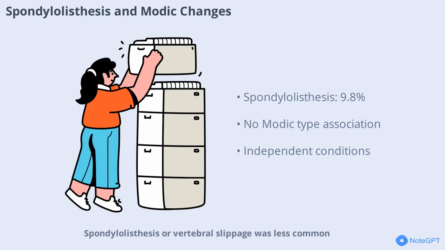Spondylolisthesis, or vertebral slippage, was less common, affecting about 10% of patients with Modic changes. The study found no significant association between any Modic type and spondylolisthesis. This suggests that while both conditions can coexist, they may arise from different underlying mechanisms or risk factors.